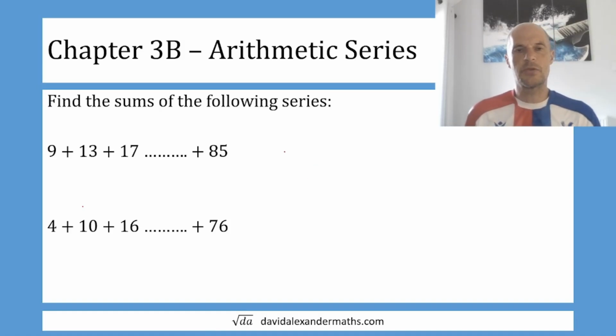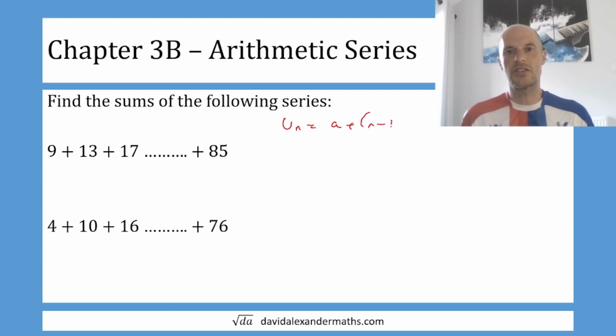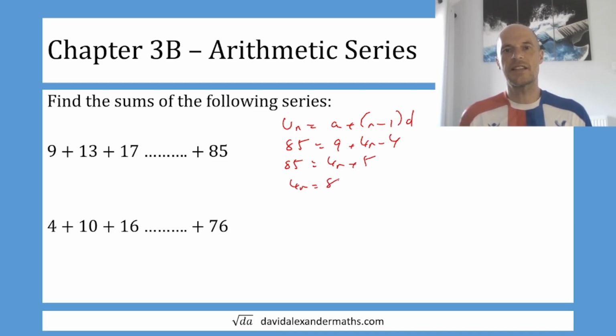Okay, these two examples are similar-ish. The only thing is we don't know how many numbers there are in the sequence. We know that 85 is the last, so we know that un is a plus n minus 1d. So 85 is a plus n minus 1d. Well, a is 9 and the difference is 4, so that's plus 4n take away 4. So 85 is 4n plus 5, so therefore 4n is 80 and therefore n is 20.